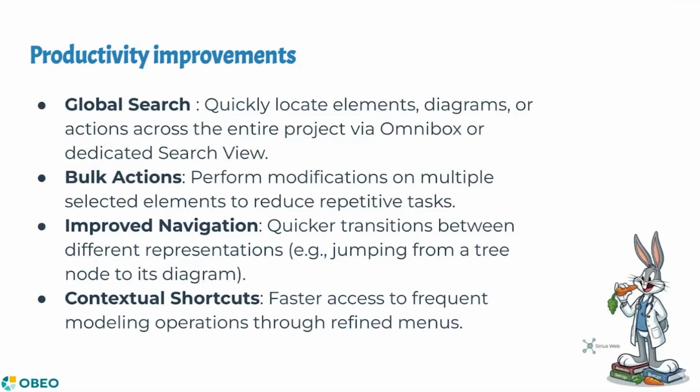So once reuse is in place, another major topic is everyday productivity. To support daily use, we introduced several improvements focused on helping users work faster and with less friction. This includes global search through the Omnibox or dedicated search view, bulk actions on multiple elements, faster navigation between representations, and more direct access also to common operations. Each of these changes may look small on its own, but together they save a lot of time, especially in large and complex projects.